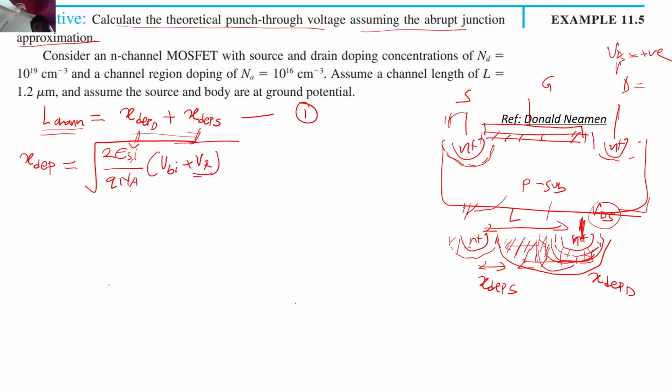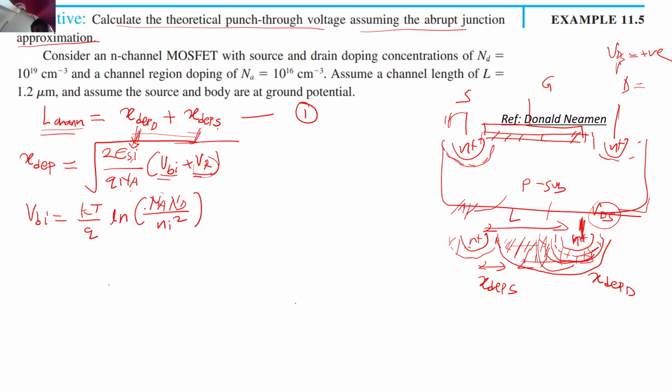For the depletion on the drain side, reverse bias is applied, but not for the source, because the substrate is grounded and the source is also grounded, right? So now we don't know the value of VBI. Let's write the formula for VBI first. It will be helpful. It is kT by q ln of Na upon Ni square, right? So this is the formula.